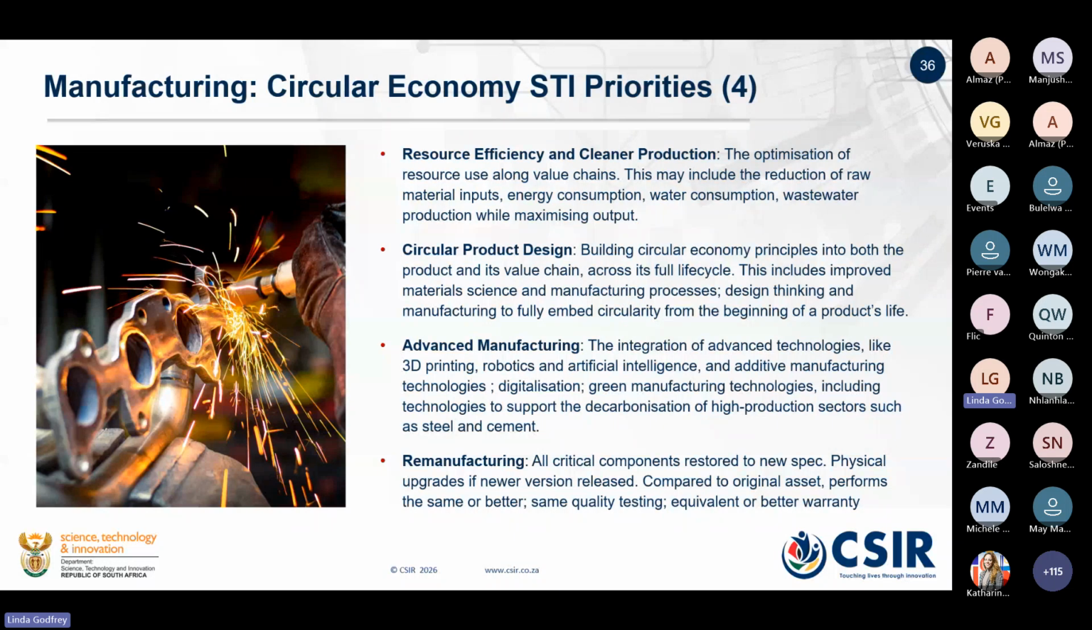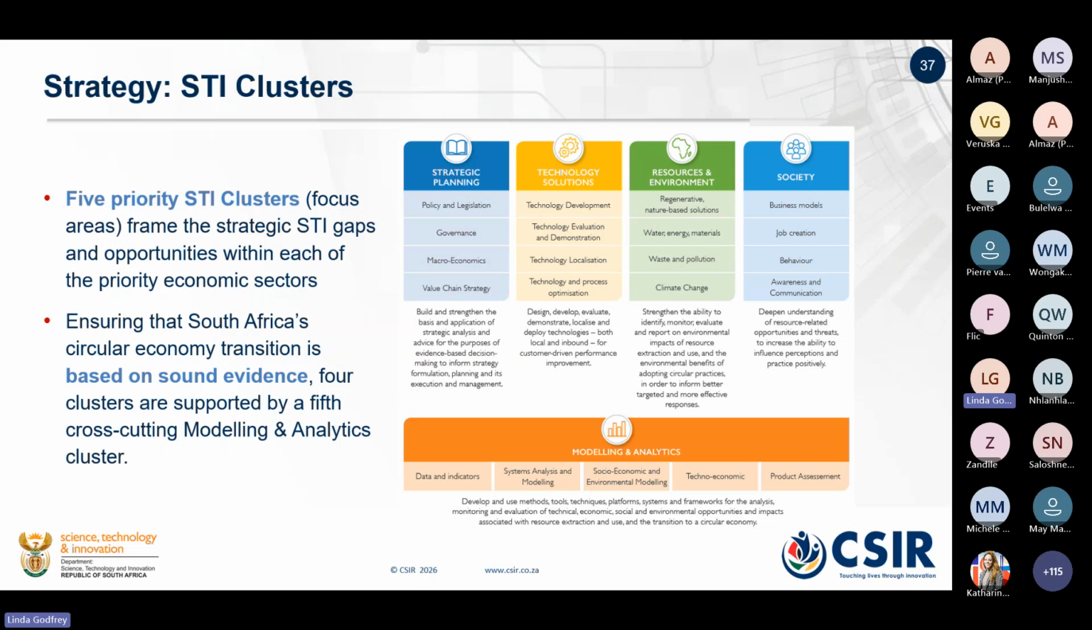So those are the three interface priority sectors and the specific subsectors that they've identified. As with the waste roadmap, we have clusters again: strategic planning, technology solutions, resources and environment, and society. These are the pillars within which we function. And to ensure that South Africa's circular economy transition is based on sound evidence, the fourth cluster is this modeling and analytics cluster. So the data that's being generated, the modeling, the tools that are being applied to better understand the decisions that are being taken around our transition to greater circularity.